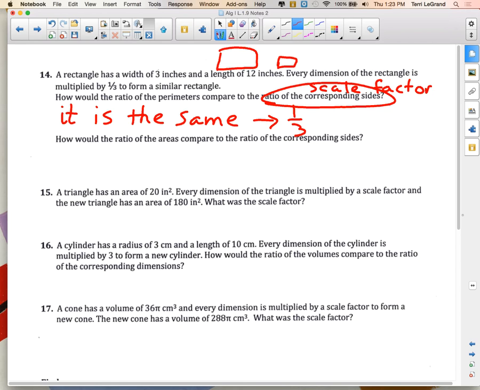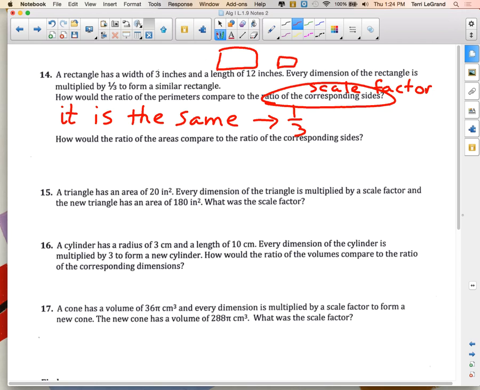How would the ratio of the areas for this same group of rectangles compare to the ratio of the corresponding sides? How would that comparison turn out? It would be 1/6. 1/6? No.